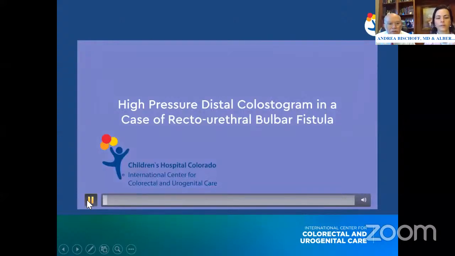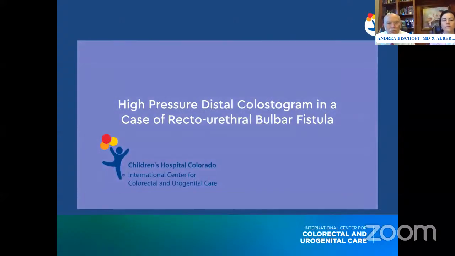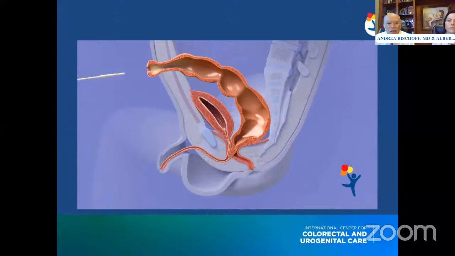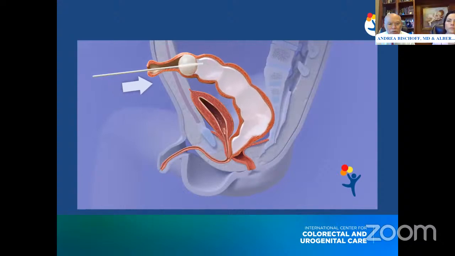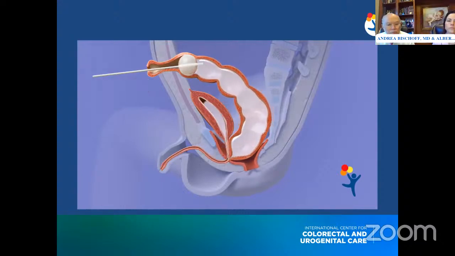Please notice that when the contrast material is injected, the contrast material stops at the level of the pubococcygeal line, stops there, and it requires high pressure in order to go through the fistula. So if you don't put pressure, then you have a false image of a higher malformation.